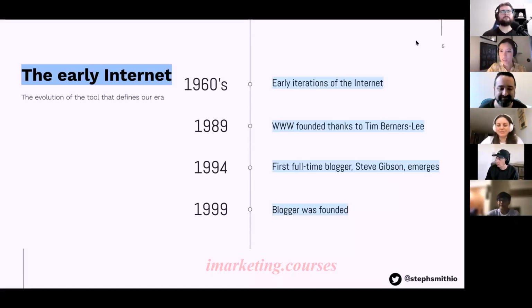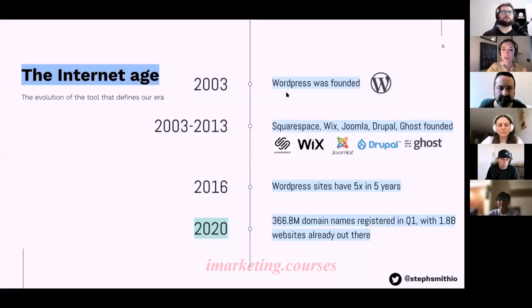And so you can kind of see the history of the internet, and it took several decades before even the first full-time blogger emerged, right? That's 1994. The internet's early iterations were in the 60s. And then if we flash forward, it wasn't until 2013-ish when we started to see this big influx of many of the tools that we're familiar with today, right? That's not so long ago. That's less than a decade ago.